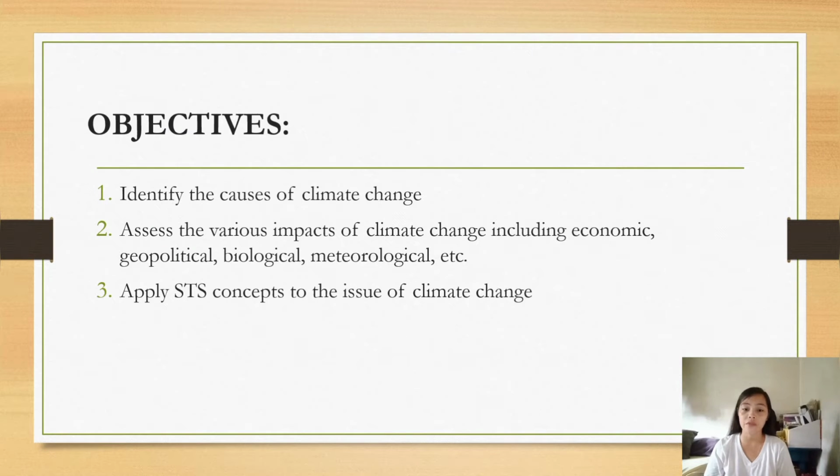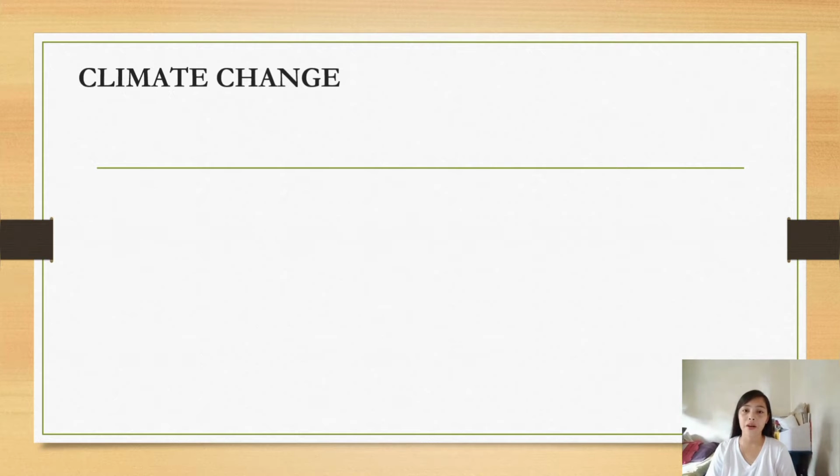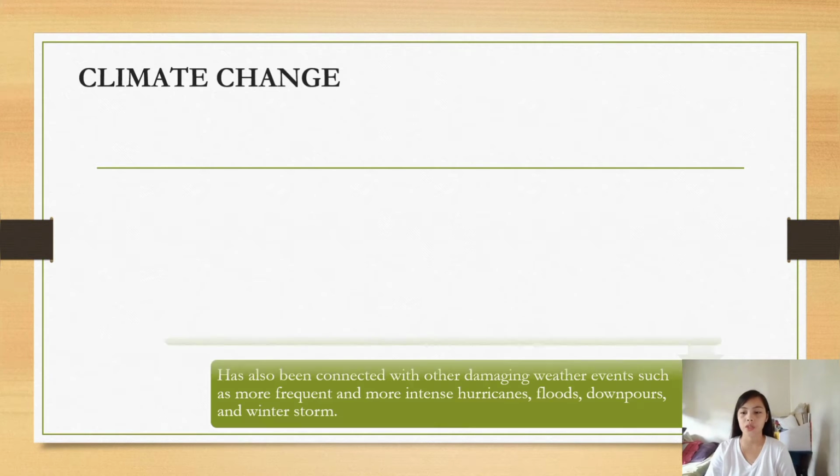The objectives: first, identify the causes of climate change. Second, assess the various impacts of climate change, including economic, geopolitical, biological, meteorological, and etc. Third is apply STS concepts to the issue of climate change. Let us define first what is climate change.